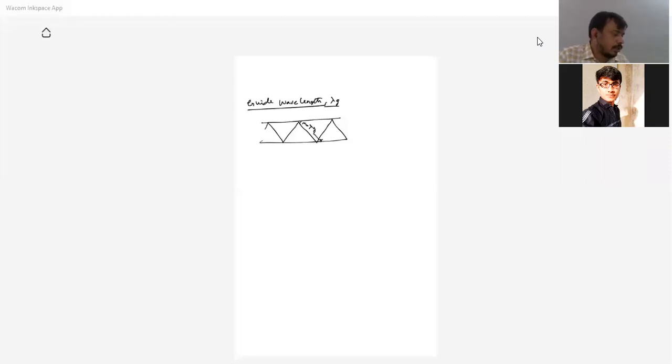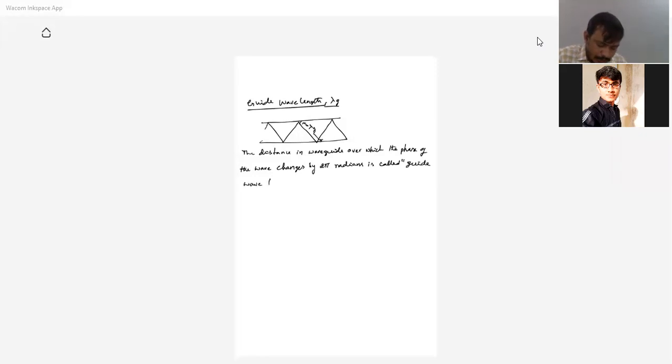This is the variation. The distance in waveguide over which the phase of the wave changes by 2 pi radians is called guide wavelength.